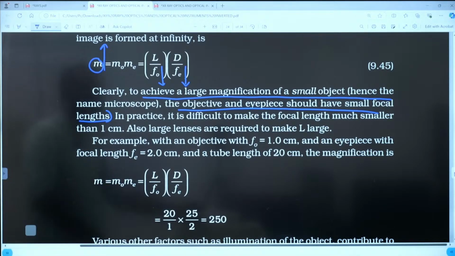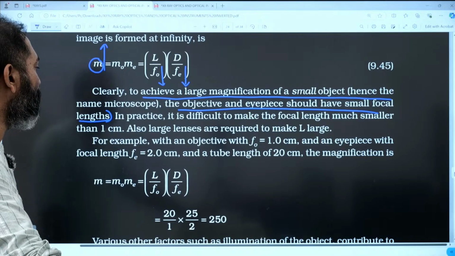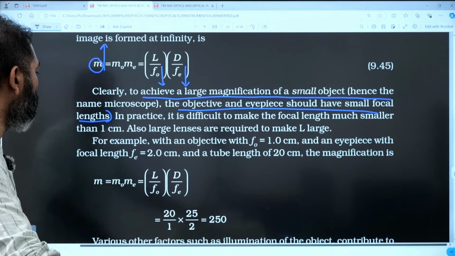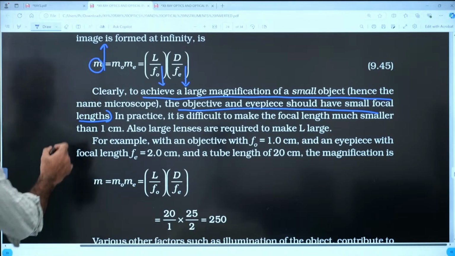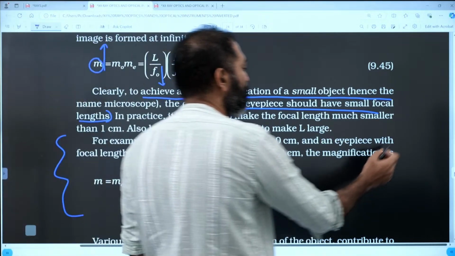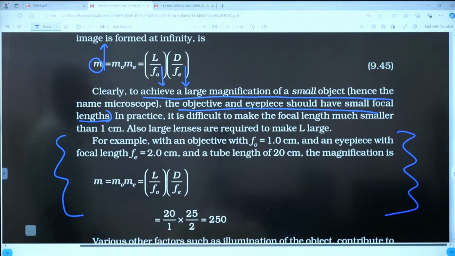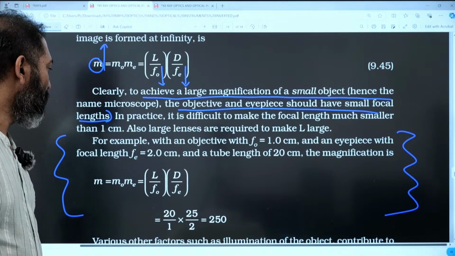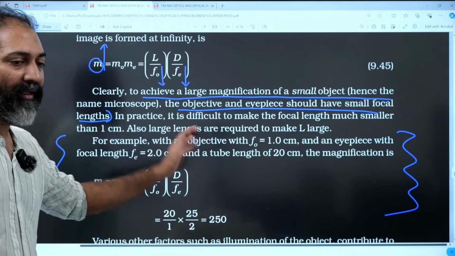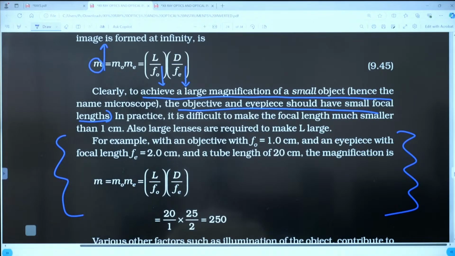For example, with an objective with a focal length of 1 centimeter and an eyepiece with a focal length of 2 centimeter and a tube length of 20 centimeter, what is the magnification? You can do that, no? Solve this problem. Exact textbook problem, simply direct application. Since it is magnification, you don't have to do the unit conversion, because both are in centimeter, so when you take the ratio it will be the same. Even if you convert to meter, the ratio will be the same.